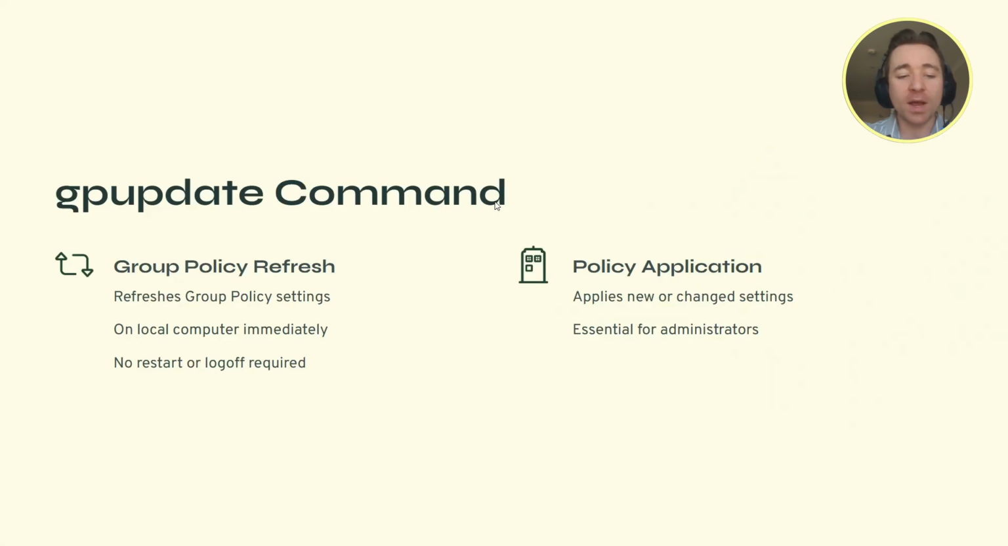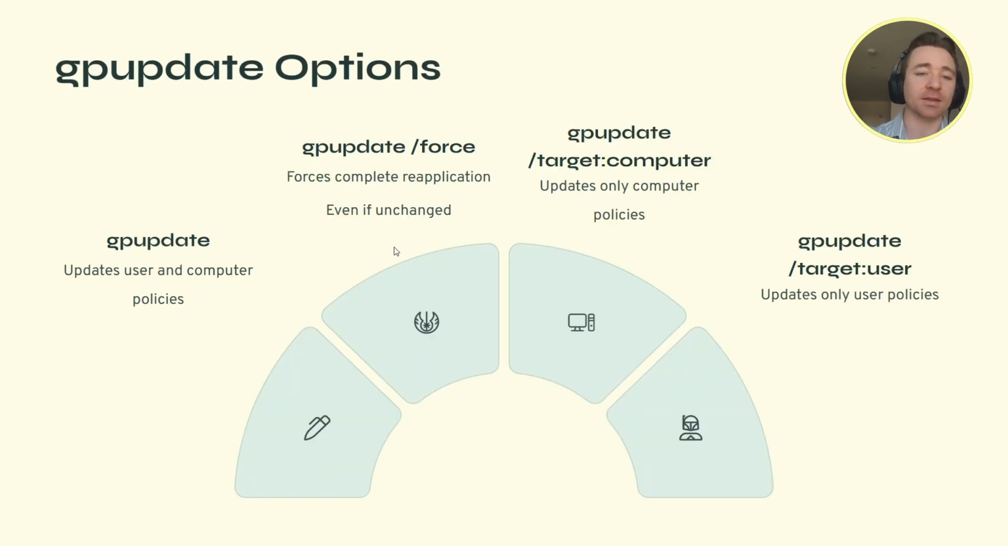Now, finally, OS management: the gpupdate command. The group policy update command will allow you to refresh group policy settings on the local computer immediately. You don't need to restart or log off, and you can apply any policies that have changed by inputting the gpupdate command. So you can update user and computer policies, or if you do /force, you can force complete reapplication even if unchanged.